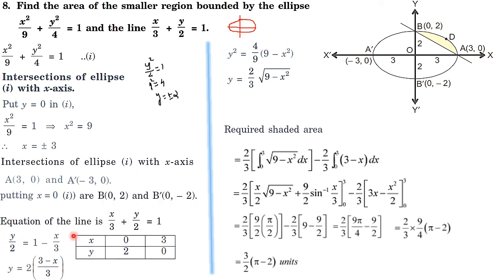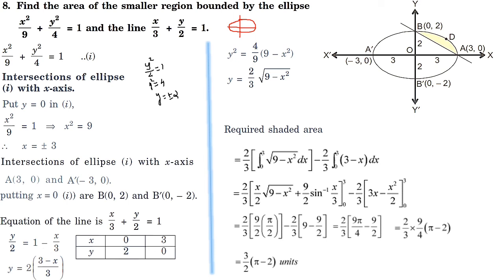Then next, the equation of the line is this one, x by 3 plus y by 2 is equal to 1. And from here we can calculate y by 2: take x by 3 to the right side, 1 minus x by 3. Then y is equal to 2, which we can take to the numerator, 2 into, taking LCM also, 3 into 1 is 3, (3 minus x) by 3. So 2 into (3 minus x) by 3 will be coming.